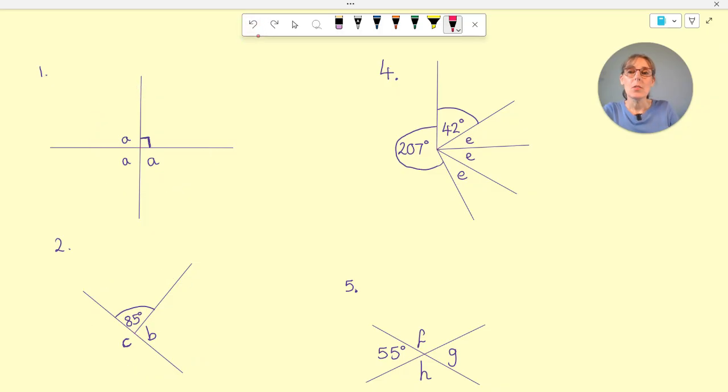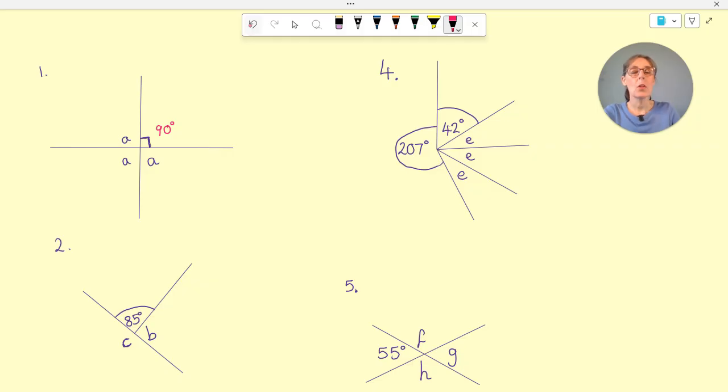Okay, so we have something here, question 1, and we know that this is a right angle here because it tells us. So we know that's 90 degrees. And there are 3 angles that look like they are 90 degrees as well. And each one is called A.